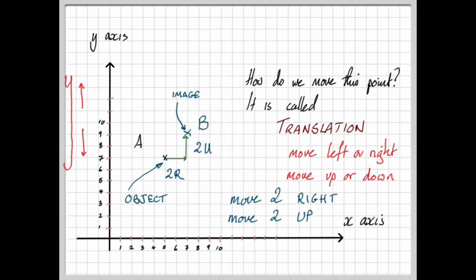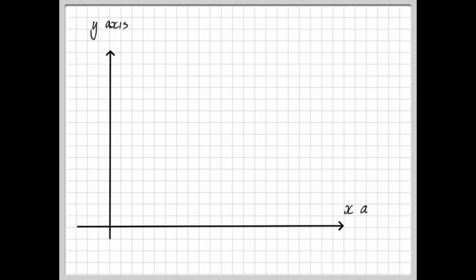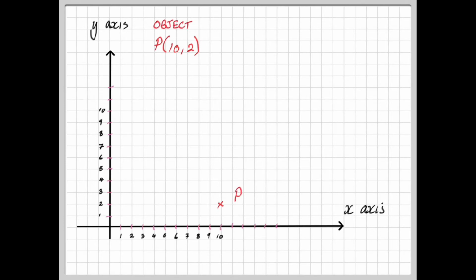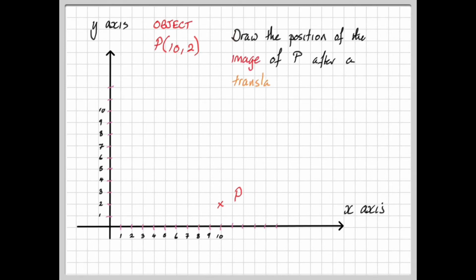Okay, let's have a couple of examples then. Again, let's get our scale all labelled up. And we're starting with point P, which is at the coordinates 10 and 2. Remember, this is the object, this is where we're starting from. And I'm going to draw the position of the image of P, i.e. what it's going to look like after I've moved it, after a translation of 5 units left and 2 units up. Okay, let's go.